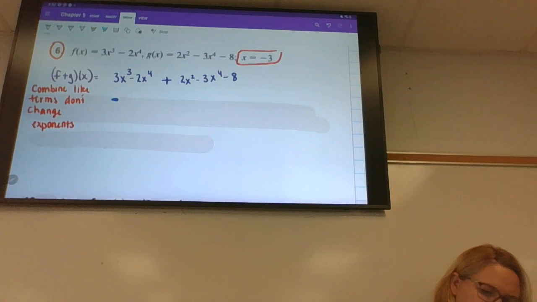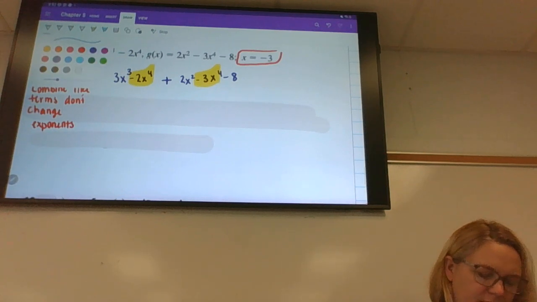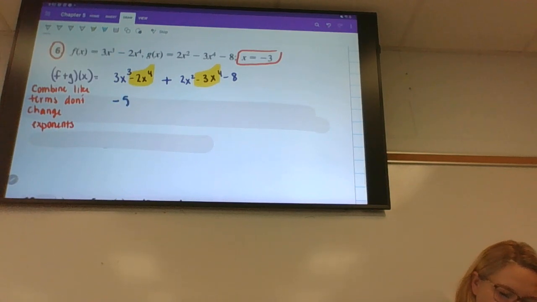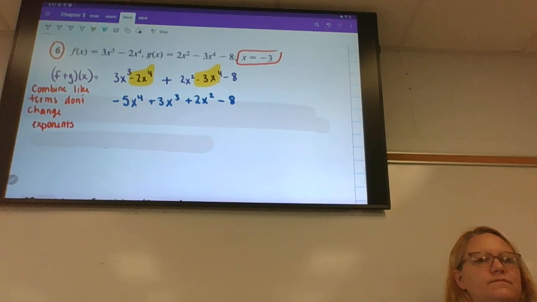So I'm going to combine the negative 2x to the fourth and the negative 3x to the fourth. That's going to be negative 5x to the fourth. And then there's only one third degree term. There's only one squared term. And then I get the minus 8.